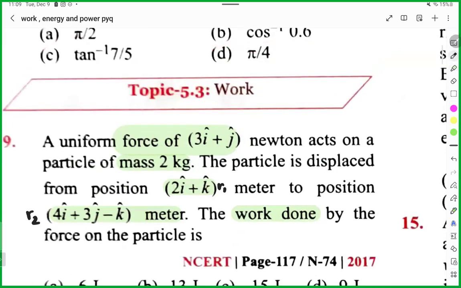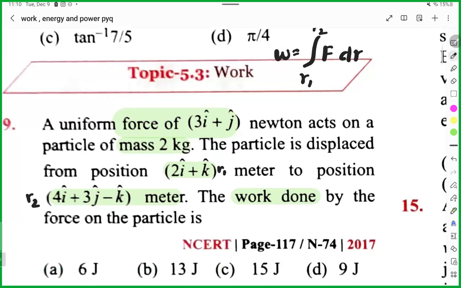We use the same method. Work done is equal to force into displacement dr from R1 to R2. The force value is fixed. Then dr, do the integration, put in the R1, R2 values, and you will get the answer. Sir, 9 joule. 9 joule.